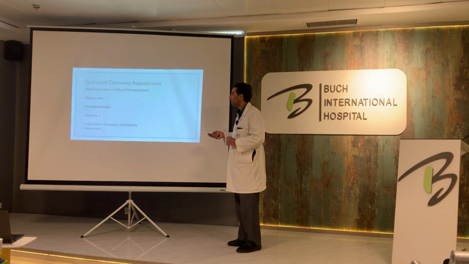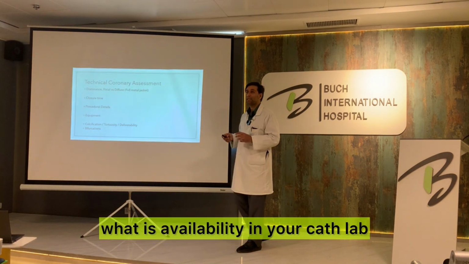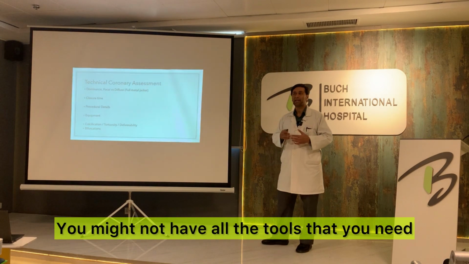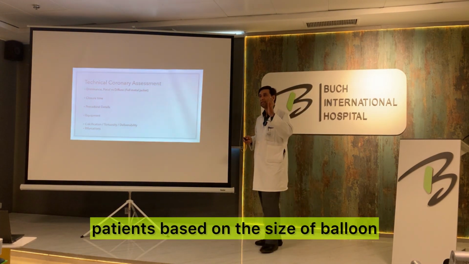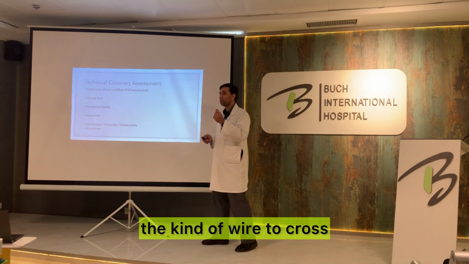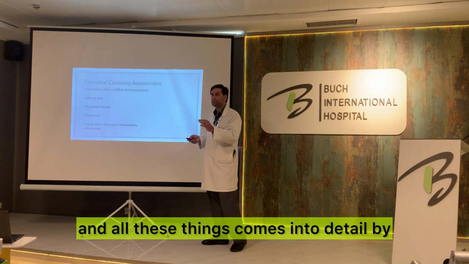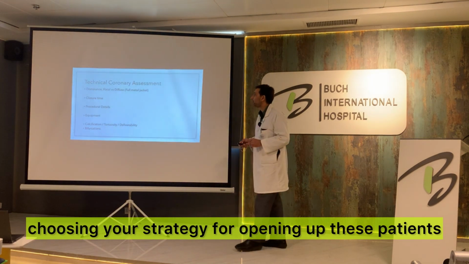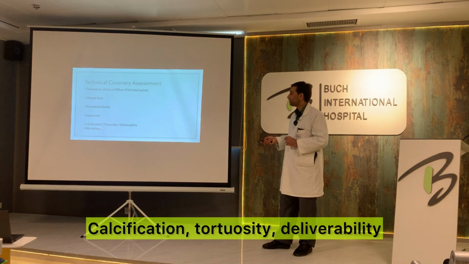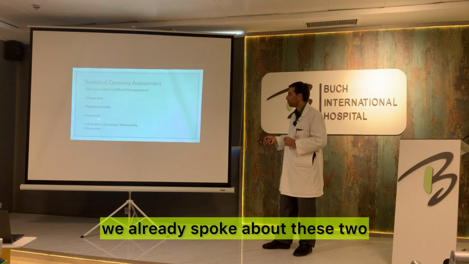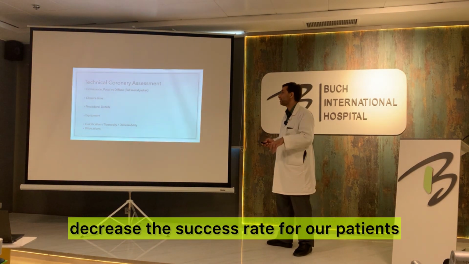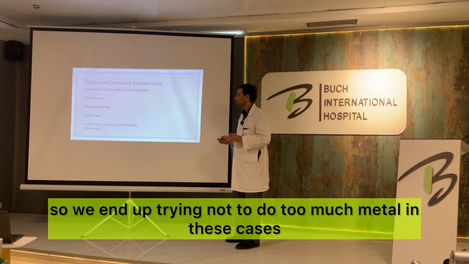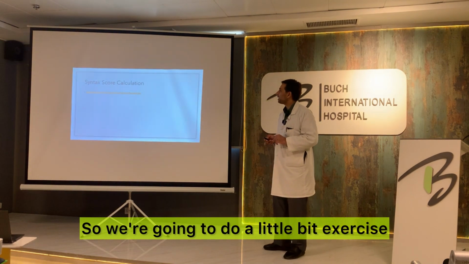Procedural details and the equipment used are also based on what is available in your cath lab. You might not have all the tools that you need. So you have to manage these patients based on the size of the balloon, the size of the stent, and the kind of wire to cross, and all these things come into detail while choosing your strategy for opening up these patients. Calcification, tortuosity, deliverability, we already spoke about these, normally these increase the complexity and decrease the success rate for our patients, so we end up trying not to put too much metal in these cases.